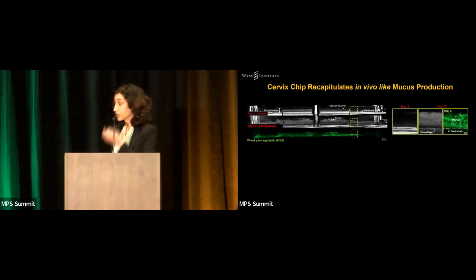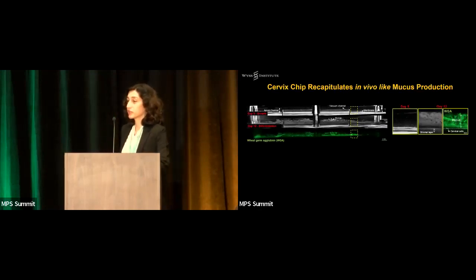As I mentioned, the cervix tissue in the body is the factory of the mucus, and that's one of the main functions of the cervix in that microenvironment. So here you see the cross-section of the cervix chip, the side view of the main channel at day 5 of the culture, when the cells are in expansion. So we have only one layer of cells there, and as you see, there's no mucus layer formed.